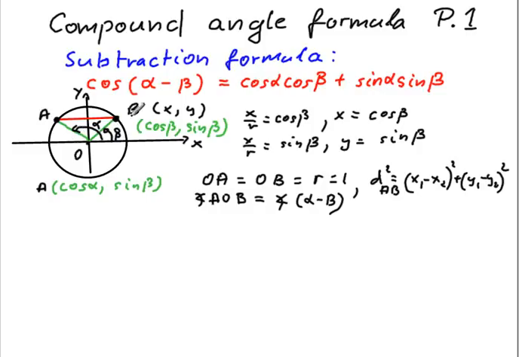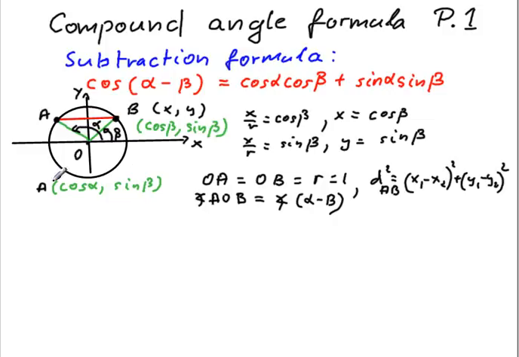So each point A and B can be expressed in terms of Cartesian plane coordinates, or we can use polar coordinates. Using the fact that x over r represents cosine ratio and y over r represents sine ratio, we can replace x and y coordinates with r cos beta and r sine beta. Since r is equal to 1, that simplifies to cos beta and sine beta. So this is why coordinates of point B are cos beta, sine beta.